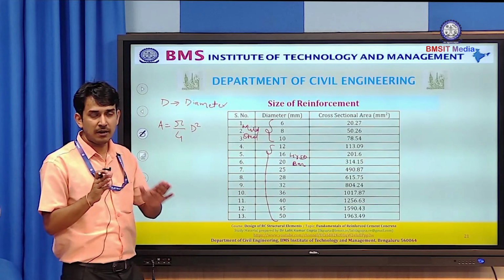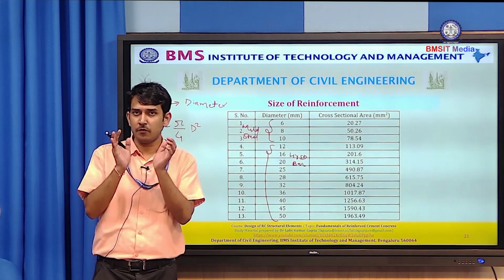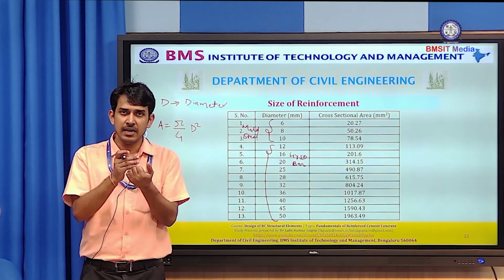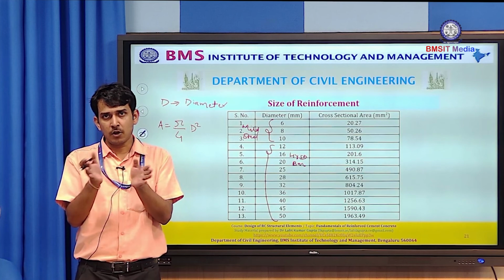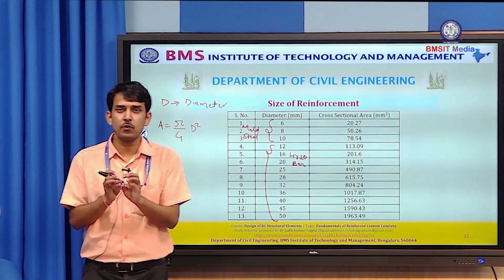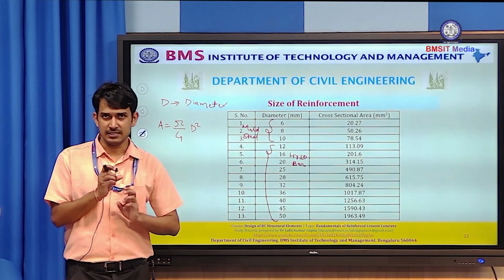So these are the two important parts of RCC: first is the concrete and second is the reinforcement. The combination of these two is the reinforced cement concrete, that is the RCC. Thank you.